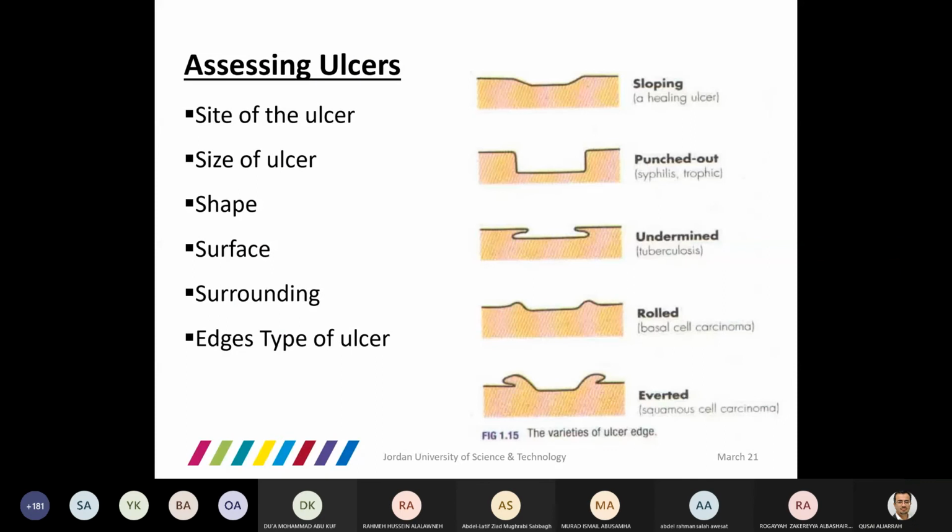هلا when we assess an ulcer, you have to talk about the site, size, shape, surface, surrounding, and edges, edge type of the ulcer. هلا الedge, if it's sloping, it means a healed ulcer. If it's punched out, it's a syphilitic ulcer. هذول لازم تعرفوهم.